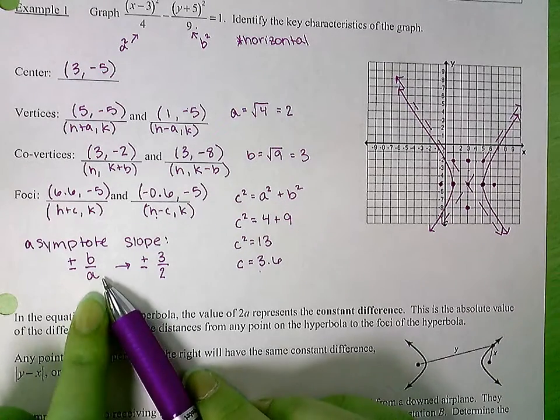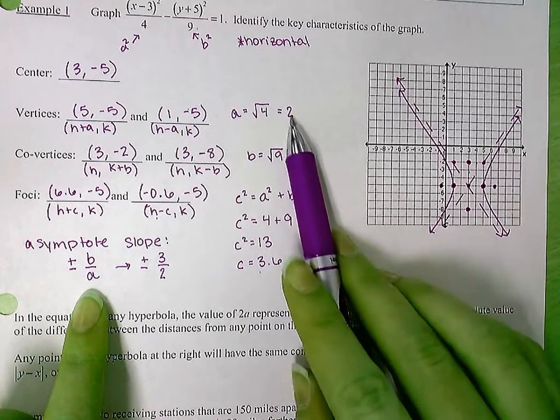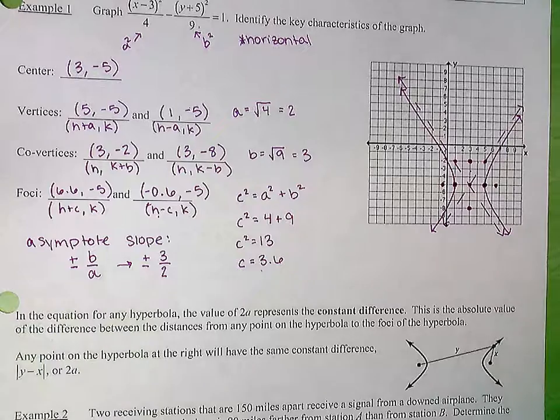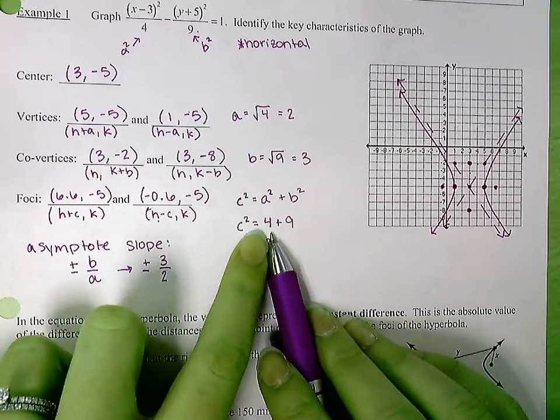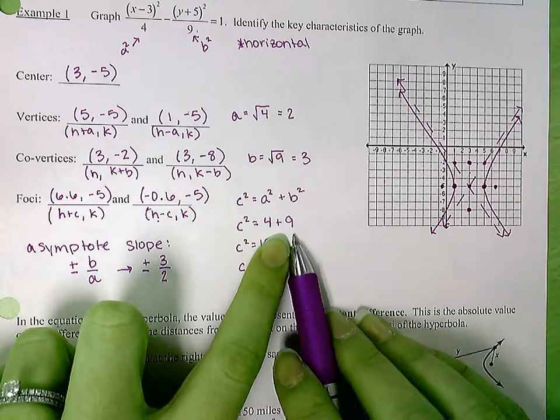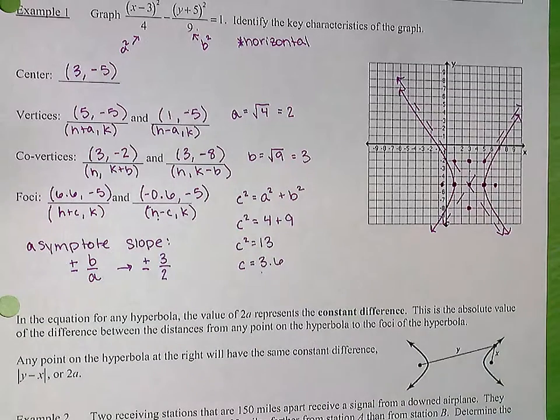Your asymptote slope is B over A. B was 3. A is 2. That is A squared. A was 2. Squared is 4. B, 9. Other questions? Okay.